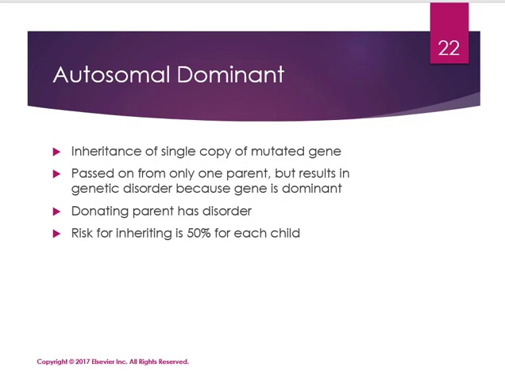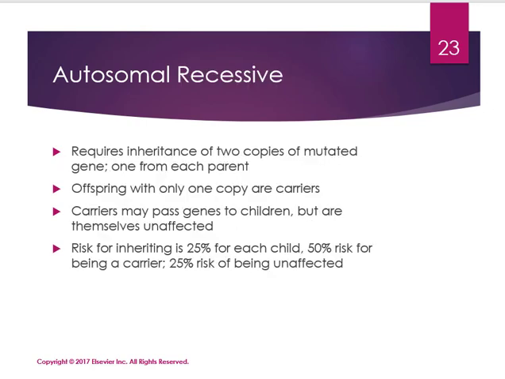So the parent that it has come from has the disorder, and the risk of inheriting it is 50% for each child, regardless of the sex and independent of having an affected sibling. So it's important for clinicians to review a child's family health history and consider autosomal dominant inheritance when certain conditions are discussed. Autosomal recessive requires inheritance of 2 copies of the mutated gene, one from each parent.